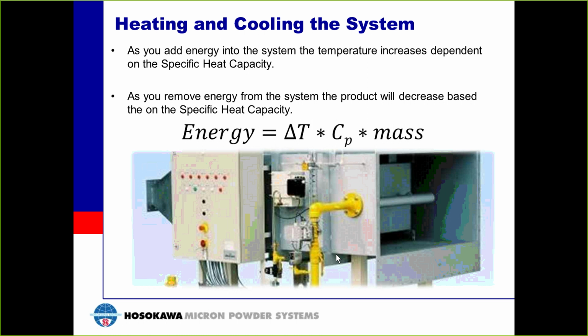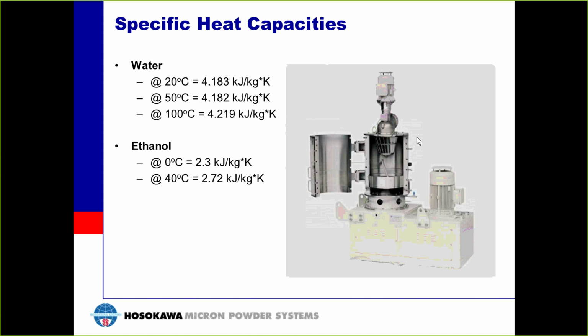So we're talking about heating and cooling the system. How does that occur? What happens is you are putting energy into the system or removing energy from the system, and that's going to be heating and cooling it. The energy required is equal to the temperature change you would like to occur, times the specific heat capacity, times the mass.